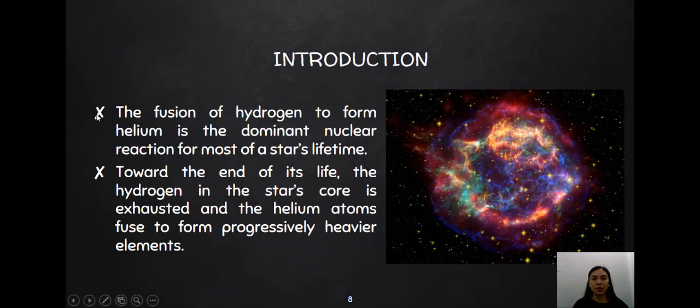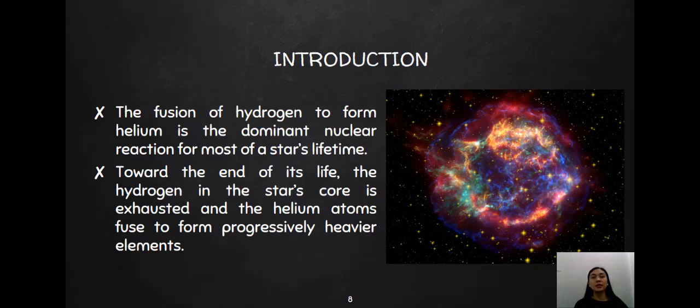The fusion of hydrogen to form helium is the dominant nuclear reaction for most of a star's life. So imagine you have two atoms of hydrogen, and those two atoms of hydrogen will fuse together in a process we call nuclear fusion. And when those two atoms of hydrogen fuse, a vast amount of energy is released. That's why we can harness that energy, and that's what fuels life not only on Earth but also on other planets as well. So the energy coming from the sun is our main source of chemical energy.